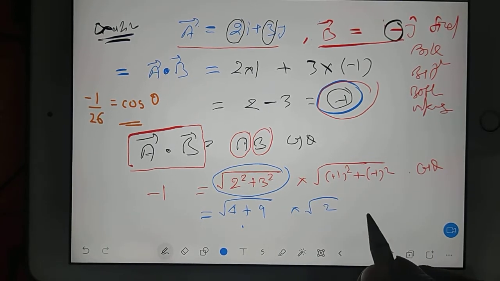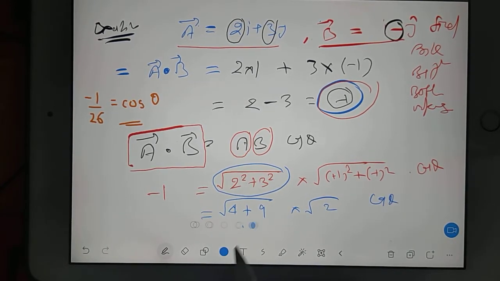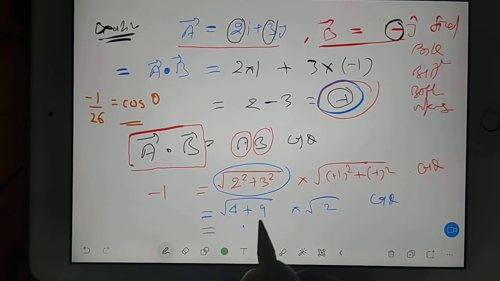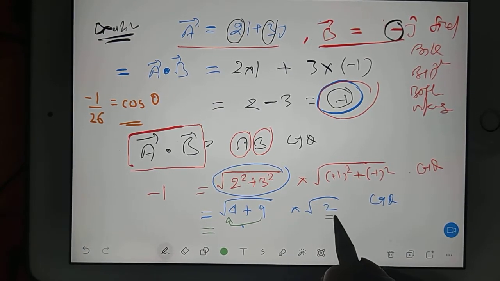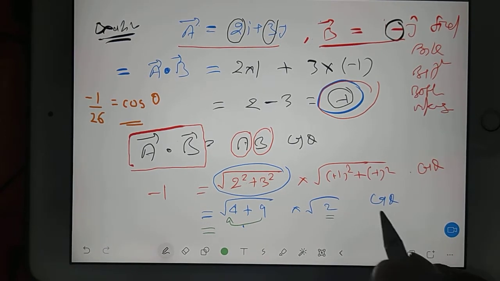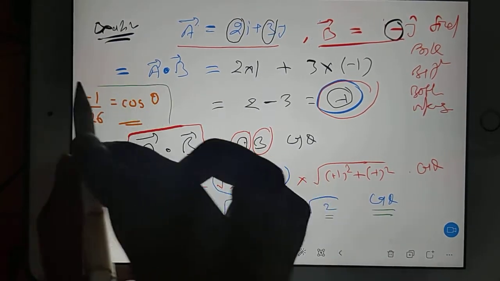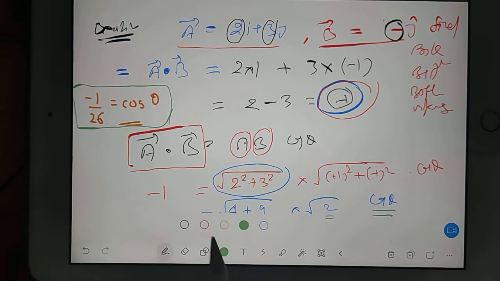Under root 2 will come here, and then cos theta will come here. Then this 4 plus 9, if you add it, it will be under root 13. So under root 13 and under root 2, if you multiply, it is under root 26, right? So you will be finding out the cos theta value. So cos theta value will be -1 by 26.